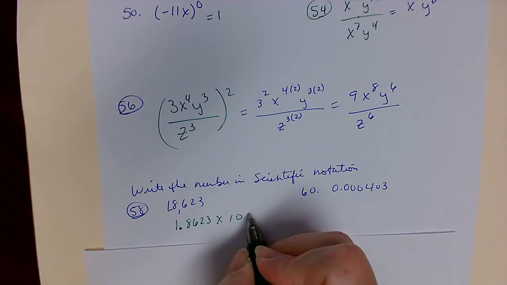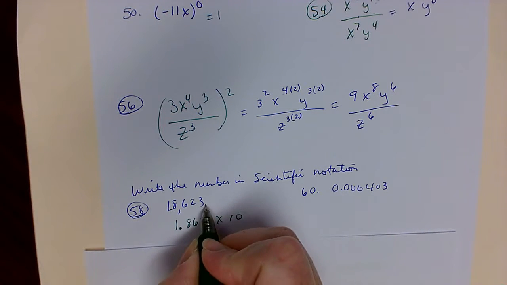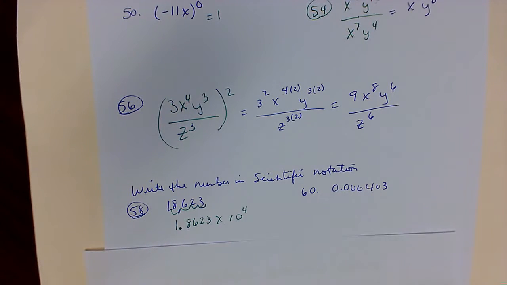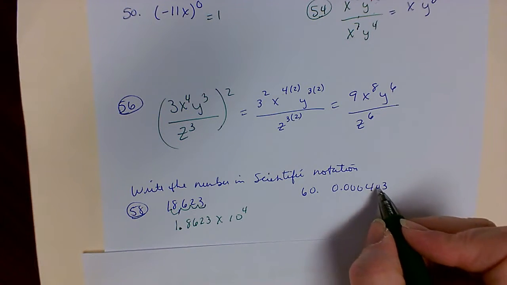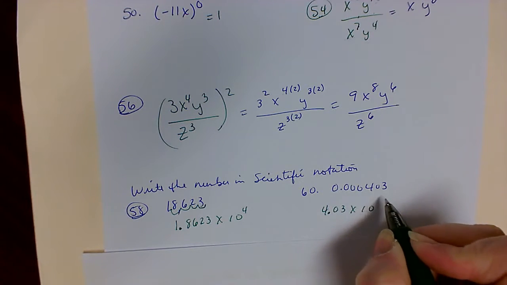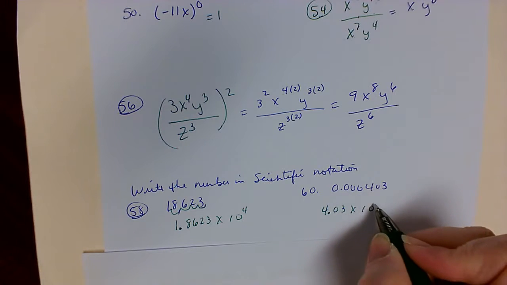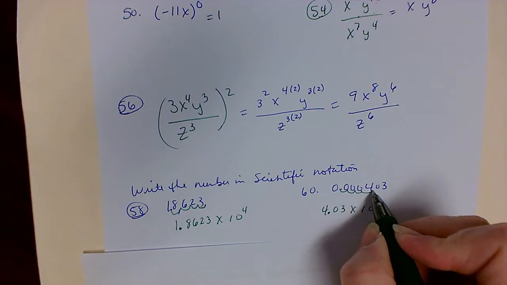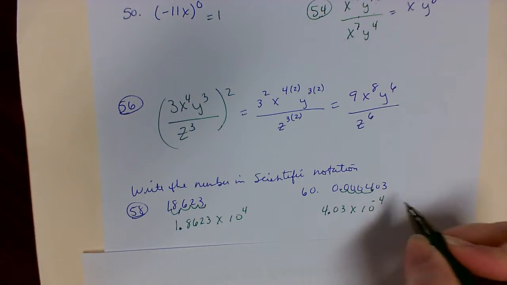So when it's a big number, it's going to be positive. Our decimal starts out here, and we're going to go 1, 2, 3, 4. So it'll be to the positive 4. Now here again, we want to have our decimal behind our first number. But because this is a small number, it is going to be a negative exponent. And we're going 1, 2, 3, 4 backwards, so it's going to be to the negative 4.